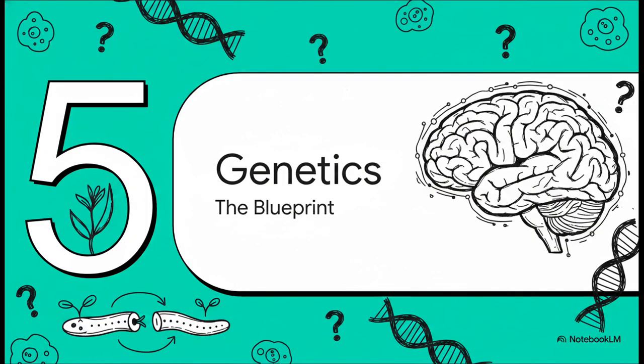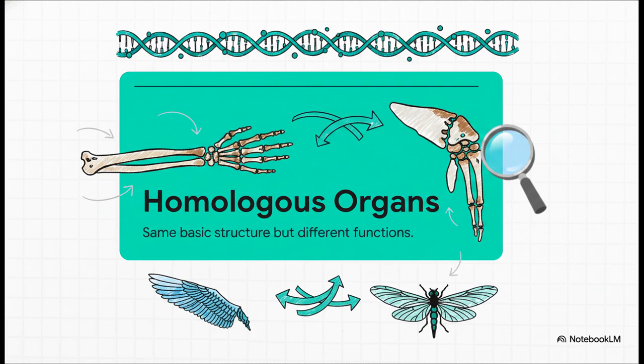Section 5. The blueprint. Genetics. This brings us to the ultimate core mystery. What is the invisible code dictating whether an organism grows a bud, regenerates a head, or develops a giant human brain? Our genetic blueprints actually reveal our whole evolutionary history.